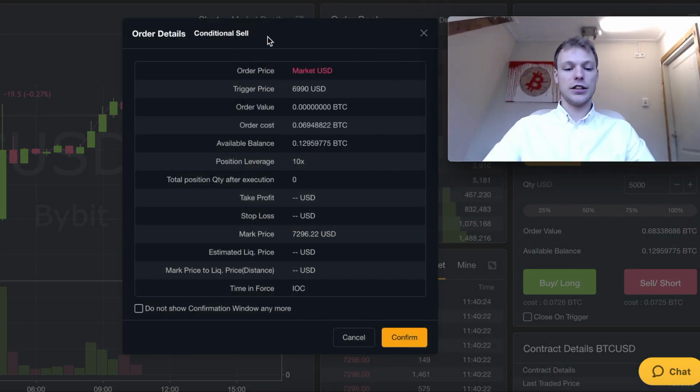Then here we can see the order details. We can see the order price. We will take the market price at that moment. So with a limit price, you can set that manually, of course. We have the trigger price at 6,990 US dollars. The order costs, the available balance, and the position leverage. If you agree with this contract, you click on confirm.